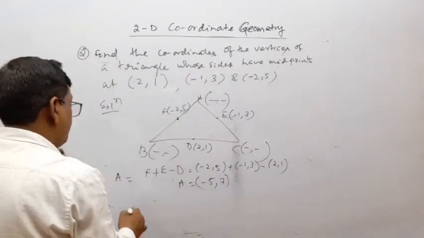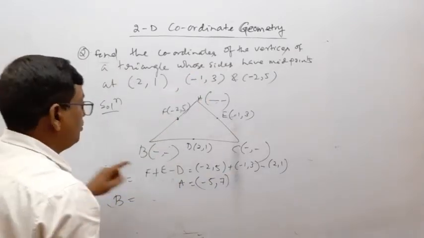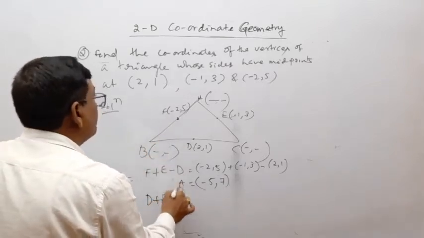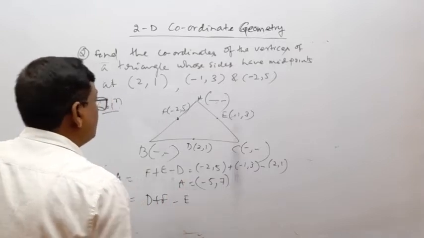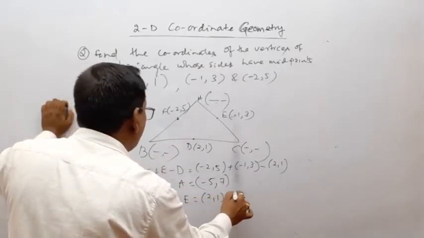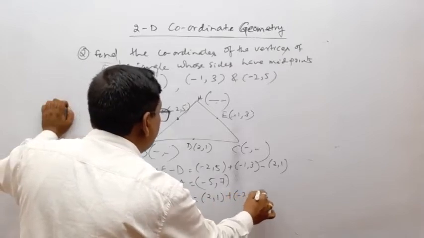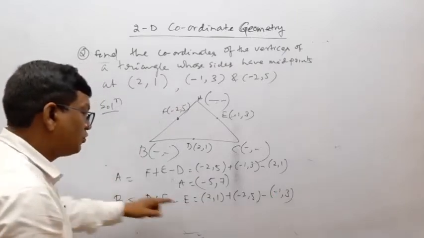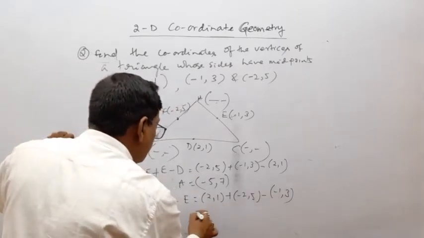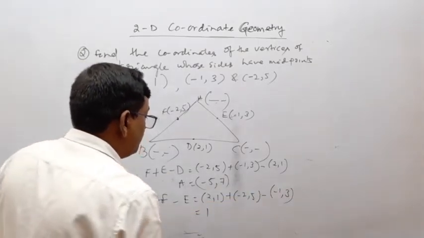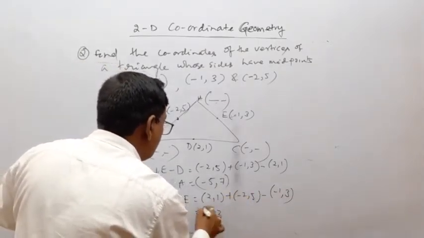Now coordinate of B is equal to D plus F minus E. D means what? 2, 1 plus minus 2, 5 minus 1, 3. So 2 minus 2, the 2 cancels, and minus of minus 1 is 1 plus 5, 6 minus 3, that is 1, 3.